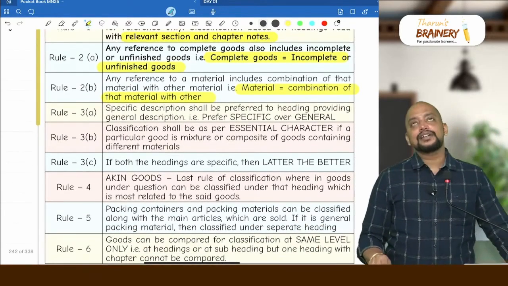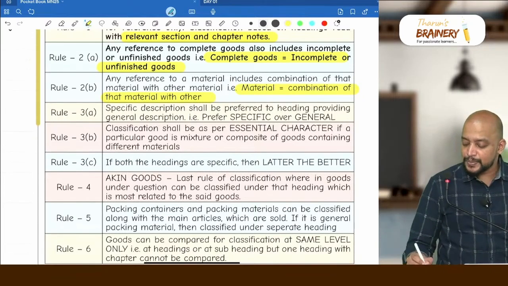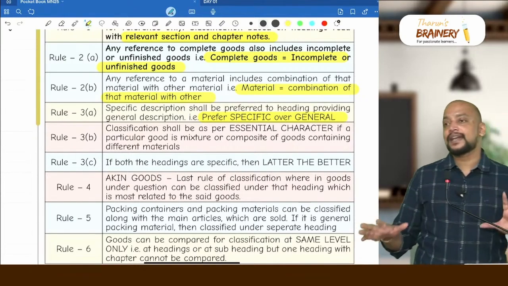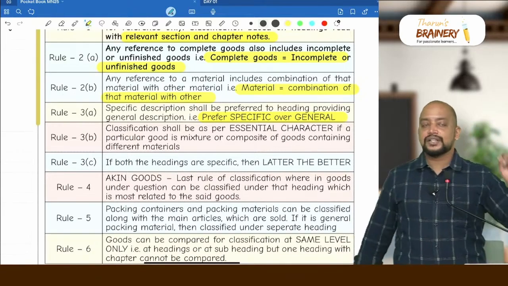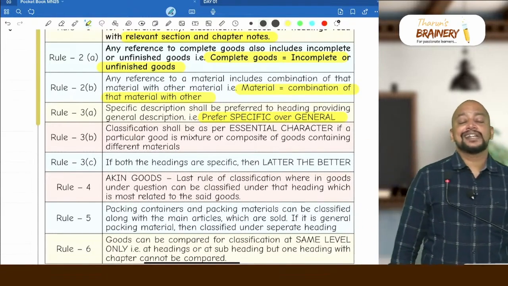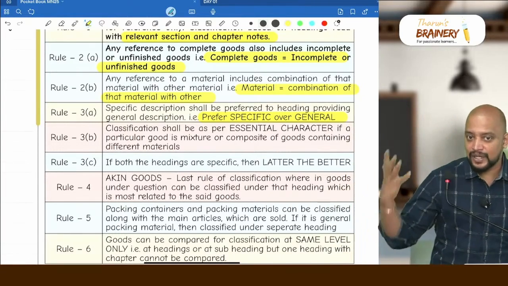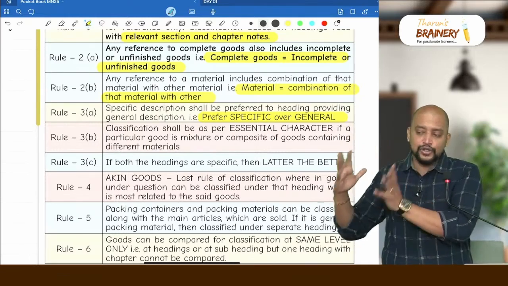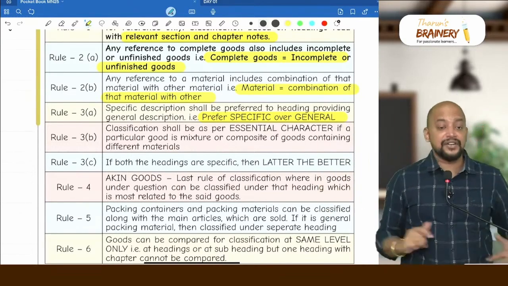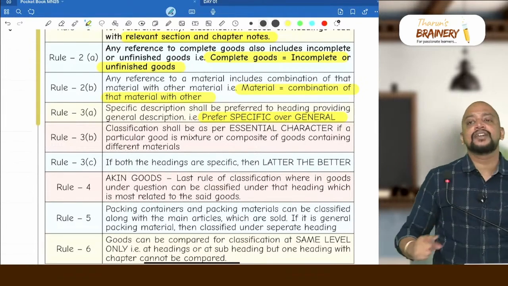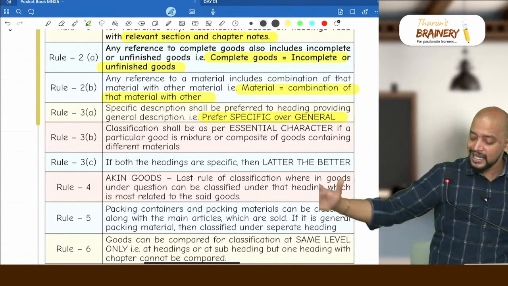Then whenever there are two headings, one specific heading and one general heading, we always need to prefer the specific heading over the general heading. For example, for electric shavers being imported, there are two headings. One is a specific heading, shavers and hair clippers. Another is electromechanical domestic appliances, which is actually a kind of general heading, whereas shavers and hair clippers is a specific heading for the electric shaver that is imported. So always prefer specific heading over general heading.